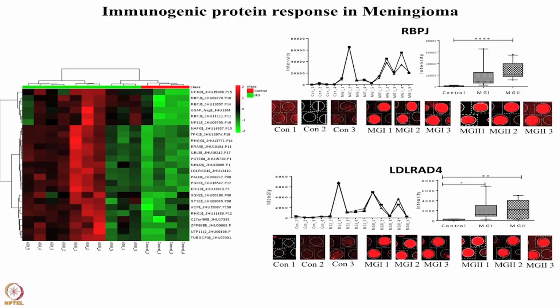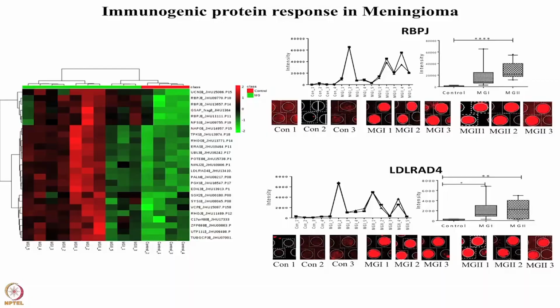The similar strategy we applied to the CSF of the meningioma patients. The idea is, can we find some new proteins which were missed using the serum sample, and of course we did see some new proteins emerging again. On the left side you see a heat map comparing the control versus the meningioma patients from different grades, and an interesting protein like RBPJ, which is a DNA binding protein and also the principal effector of the Notch signaling pathway, showed upregulation in grade 1 and grade 2 patients, which was totally absent in the control.